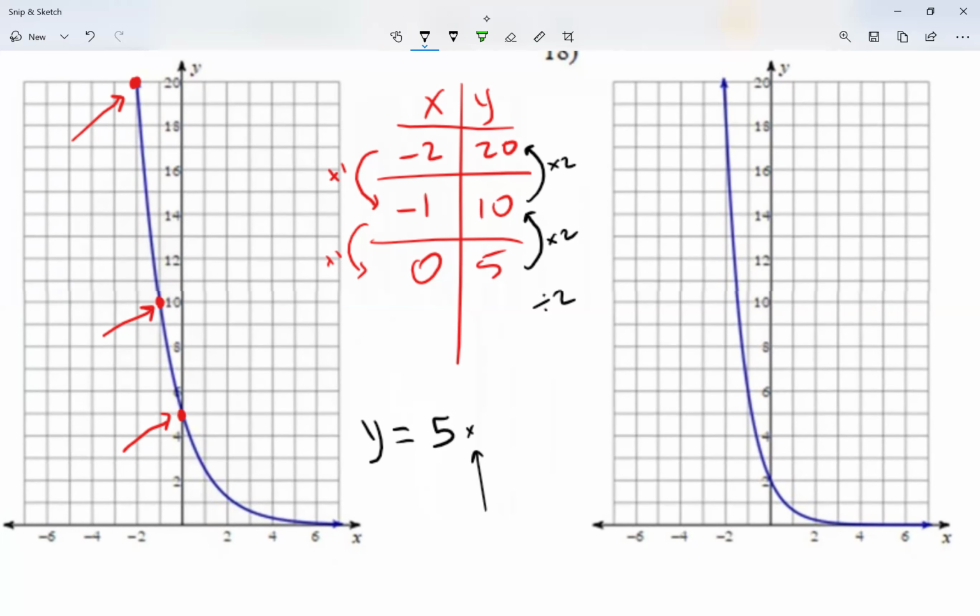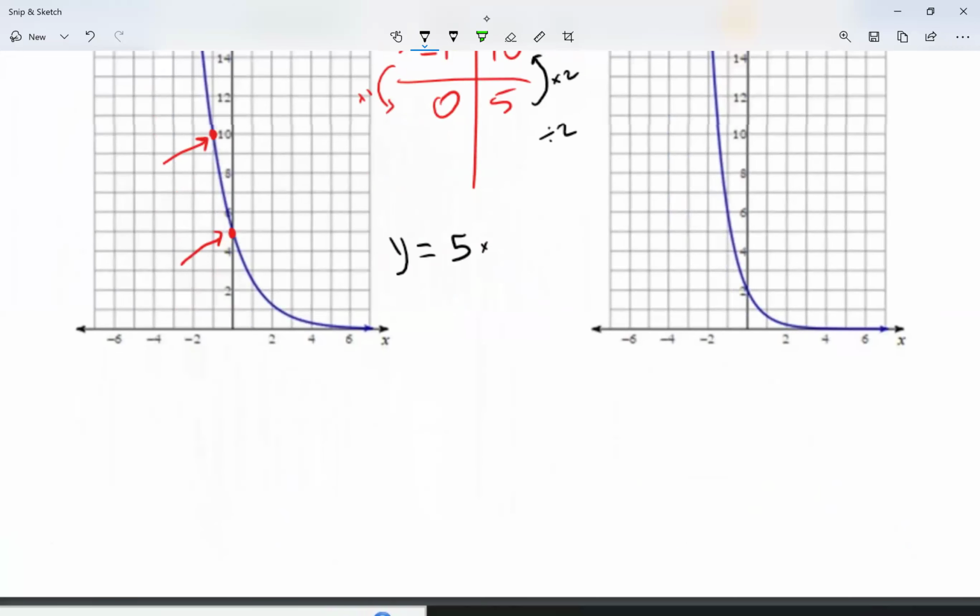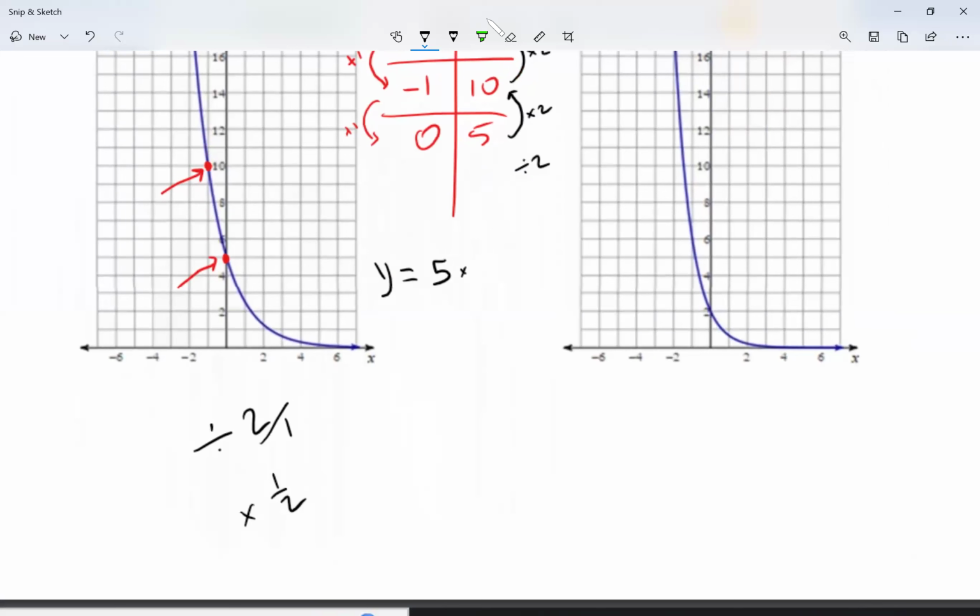So dividing by 2, isn't that the multiplication of the reciprocal? Wait a minute. Didn't I just say that earlier? Let me write that over here. Dividing by 2, isn't that the same thing as multiplying by 1/2? To help you out, let me write this as dividing by 2 over 1. Isn't that the same thing as multiplying by 1/2? Remember, dividing by a fraction is the same thing as multiplying by the reciprocal. So my multiplier in this case is 1/2.